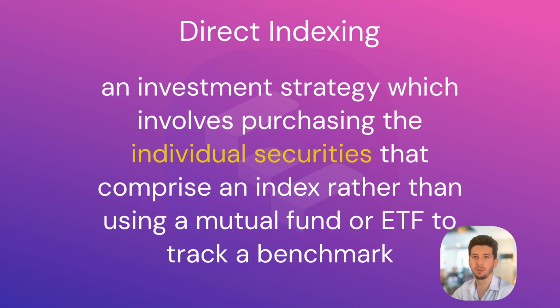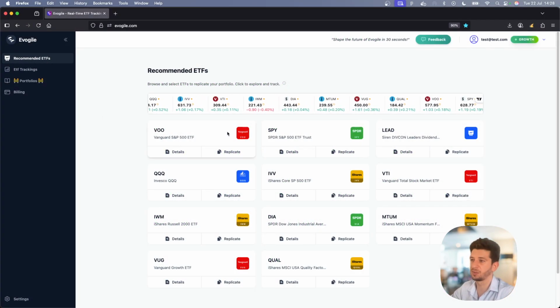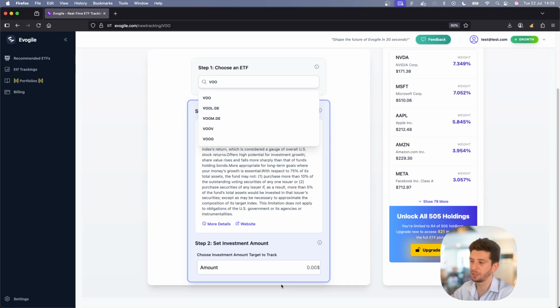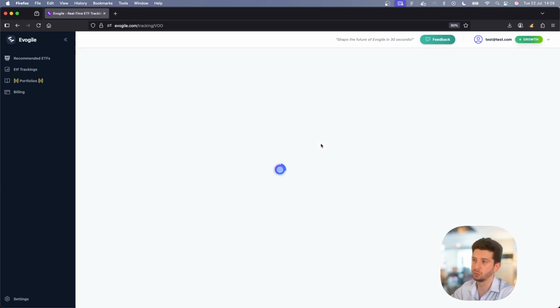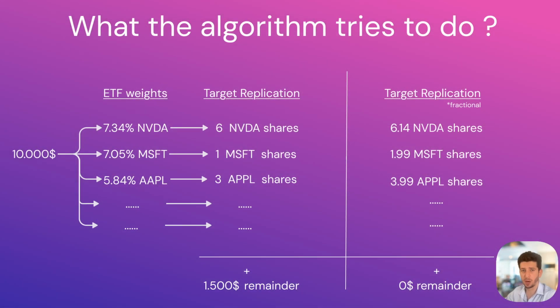Let's see how that might work with Evogile. For example, let's say you have $10,000 and you're trying to replicate the Vanguard S&P 500 ETF. We'll now try to simulate how that portfolio would look. But before that, let's see what the algorithm tries to do.